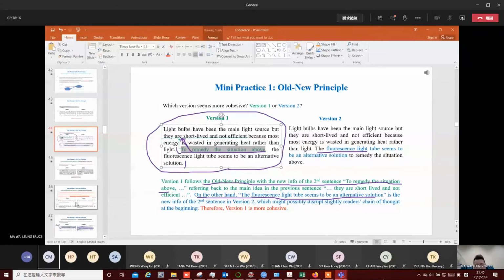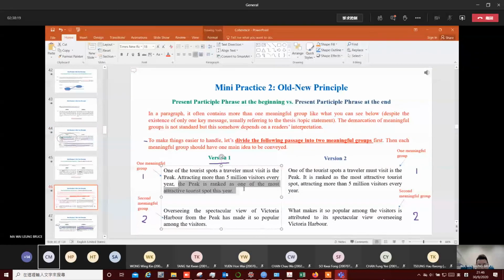The same happened here. The Peak is ranked as one of the most attractive tourist spots. Or here, attracting more than 5 million visitors. I connect these ideas with popularity. What makes it so popular? How do I know it is popular? Popular based on the previous idea, attracting more than 5 million visitors. So they are connected: popular because of 5 million visitors, because of the most attractive spots being ranked, right? And the new information, the beautiful scenery of Victoria Harbour, I put at the end. So this is the way to make it more cohesive.